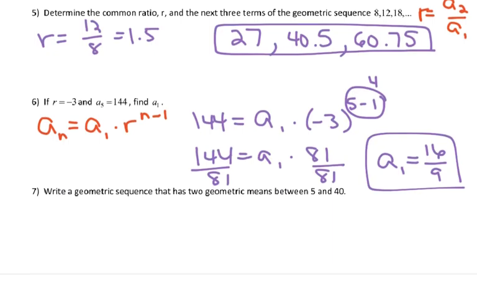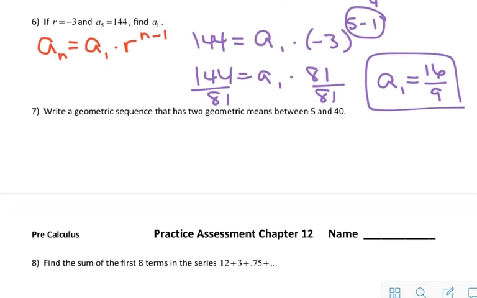We're going to use this same formula from problem 6 and problem 7 in order to find the geometric means between 5 and 40. The geometric means work similarly to the arithmetic means. If there are 2 of them, that means there are 4 terms in the sequence and 2 numbers that I don't know yet between 5 and 40. In order to find those blanks, I really need to know what the common ratio is. So I must know everything in this formula except for r.